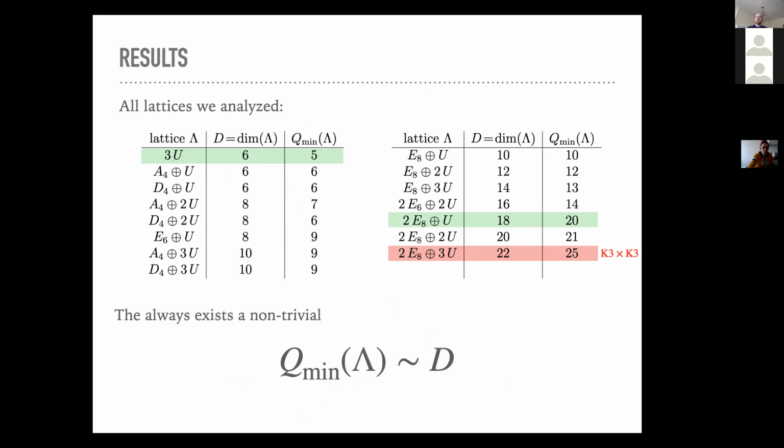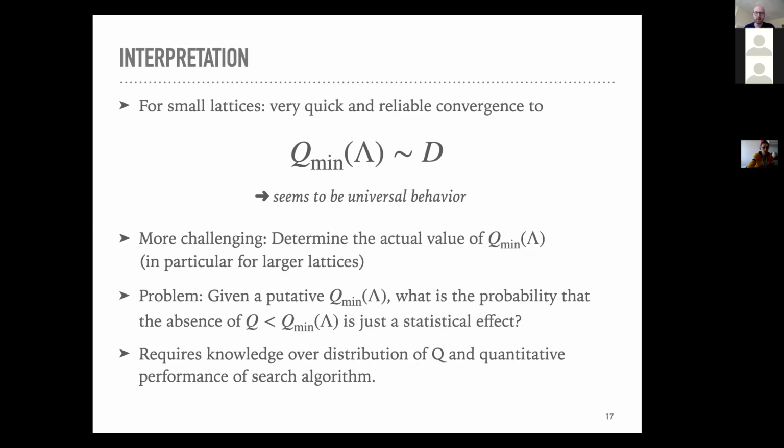So we did this same game for a large number of lattices, which are depicted here in this table. The green ones are the examples I just showed to you. And the red one is the one we are actually interested in. This is K3 times K3. And I think there's one observation we can clearly make, that this minimal Q we find is always roughly of the order of the dimension of these lattices, which becomes very clear from this analysis. So let me say a few words on the interpretation of these results.